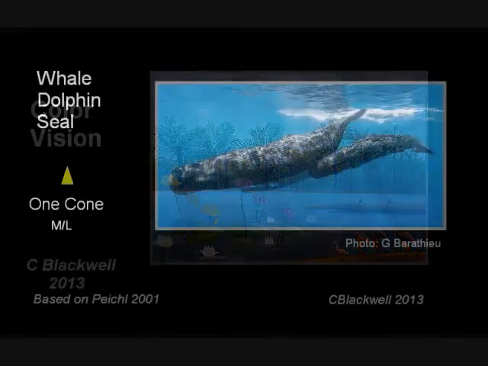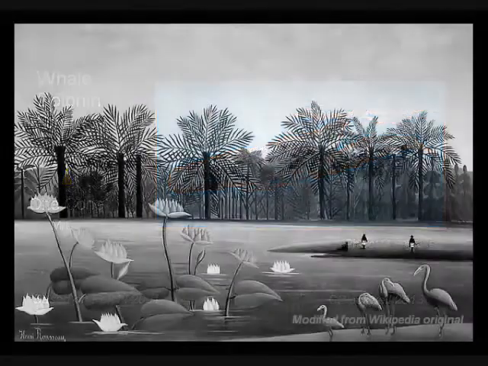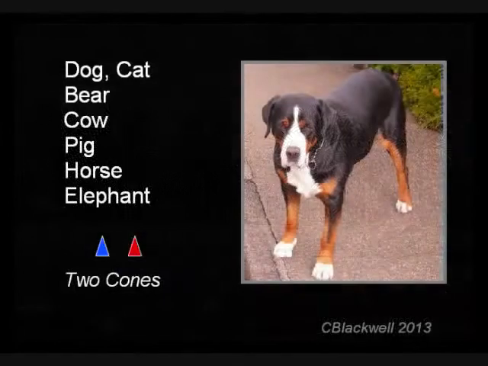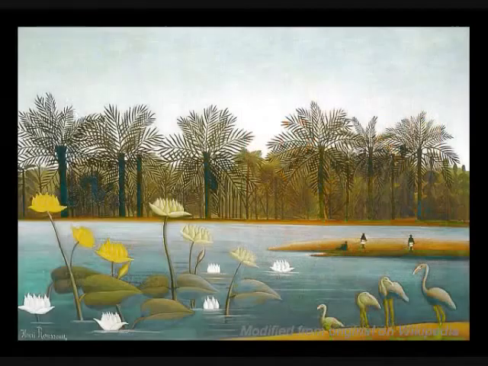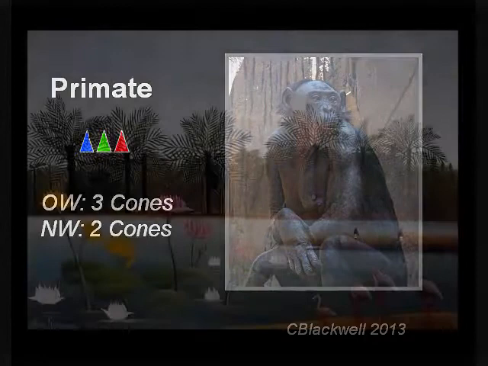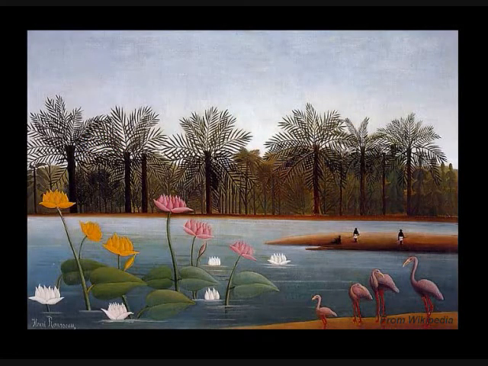For example, most marine mammals have one color cone and therefore see the world like this, in grayscale. Most terrestrial mammals have two color cones and see the world like this. Some primates, including us humans, have three color cones and see the world like this, richly colored. Some animals have even more cone colors.